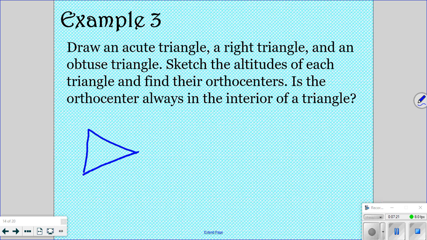So for an acute triangle, you all go ahead and try and draw your 3 altitudes. So this one would go there, maybe. And that one would go there. And then there's that one. And so that would be your orthocenter. Okay. Let's try a right triangle.